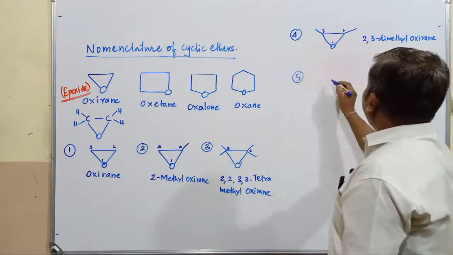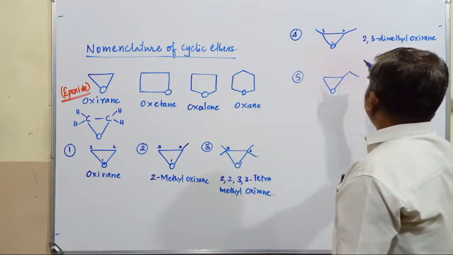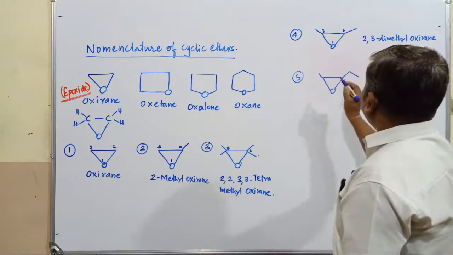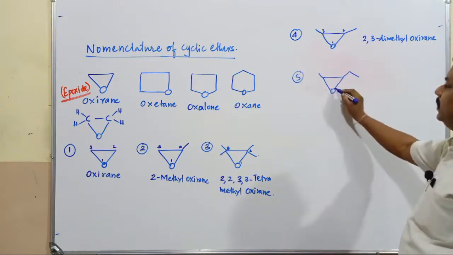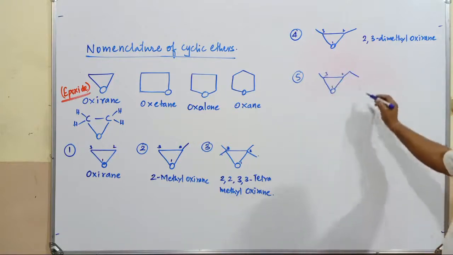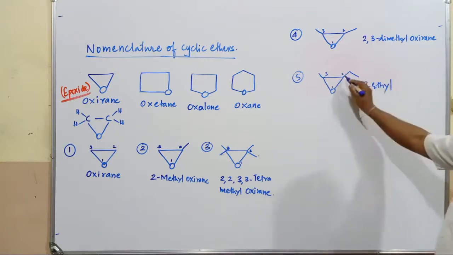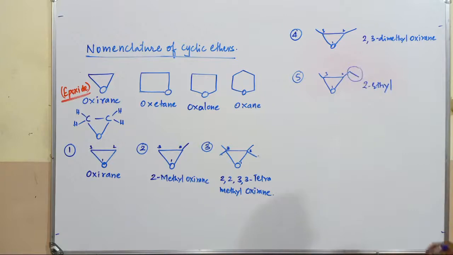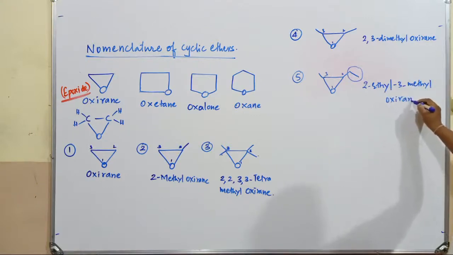If I go with another compound, this is almost the same type of compound. Our next one is going to have a substituent. Here this substituent is called ethyl. This is called methyl. So this is 1, this is 2, and this is 3. What's the correct IUPAC name of this compound? It is 2-ethyl. On the second carbon atom, an ethyl group is present, 2-ethyl. Next one, 3-methyl. 2-ethyl, 3-methyl. Next is what? Oxirane compound.